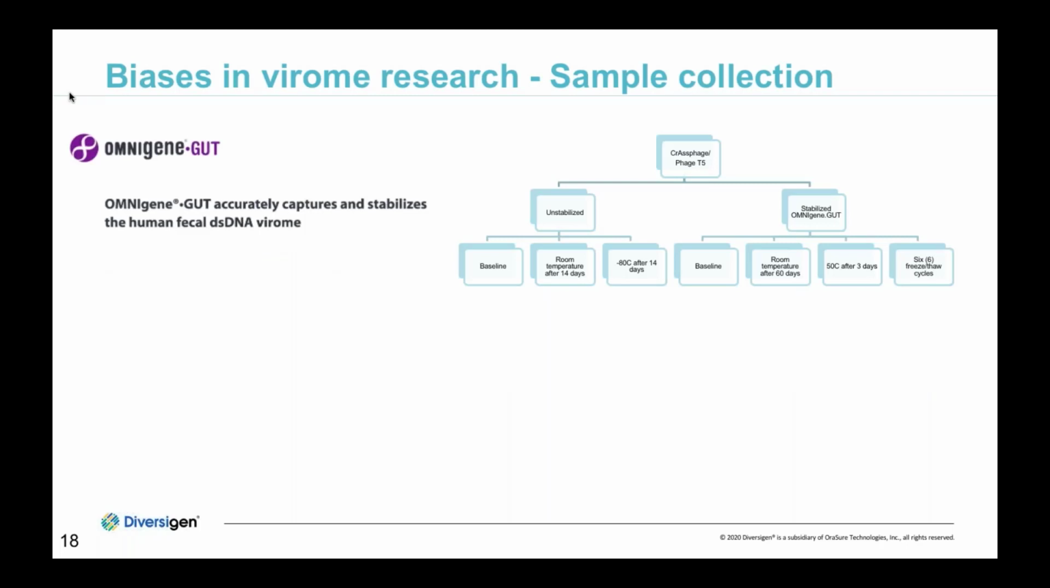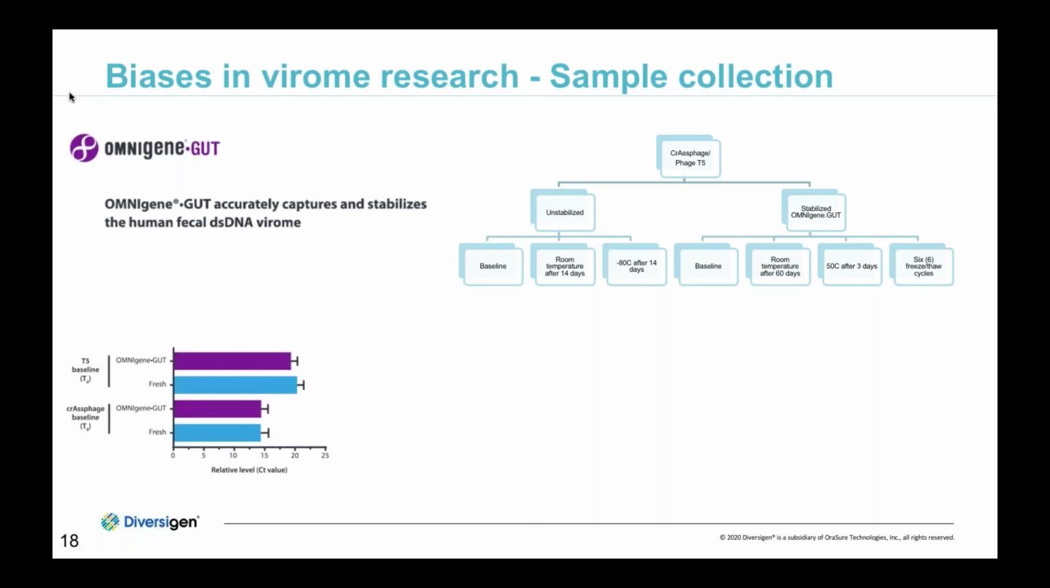There were a series of experiments performed at DNA Genotech testing the capability of OMNIgene GUT to stabilize DNA viruses, specifically the crAssphage and bacteriophage T5 in stool samples under different conditions. In parallel, they tested the detection of these phages with no stabilization at baseline, as well as room temperature and -80 degrees after 14 days. They also did very similar experiments with OMNIgene GUT, where they tested the detection of these phages at baseline, at room temperature after 60 days, at 50 degrees after 3 days, and they also tested various freeze-thaw cycles.